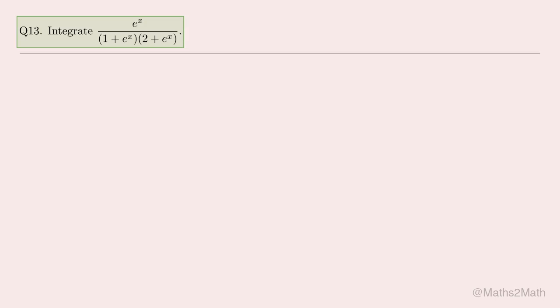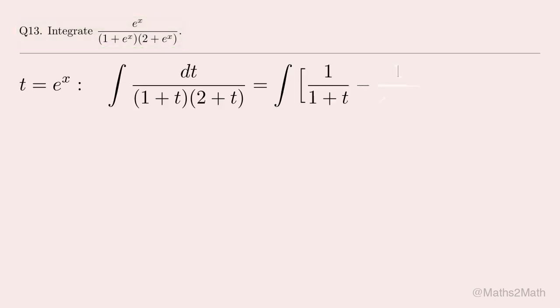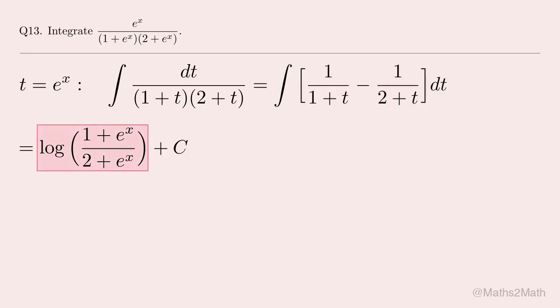Question 13. e to the x is its own derivative, substituted away. Partial fractions in t. t as e to the x gives the two-factor split. The log ratio in e to the x.